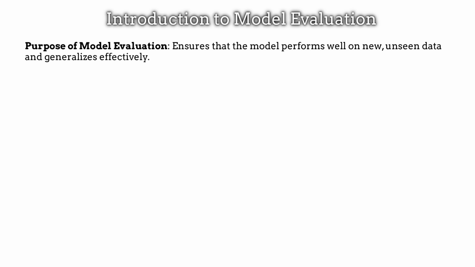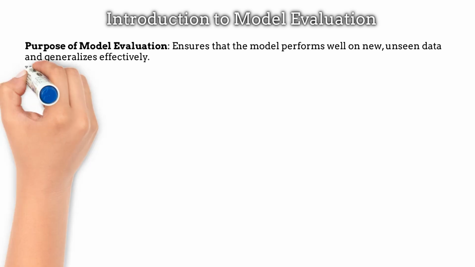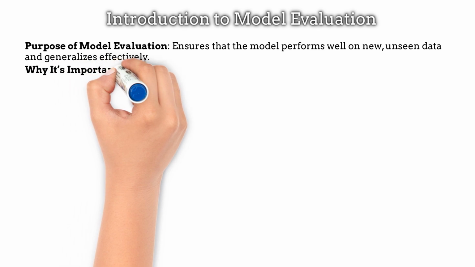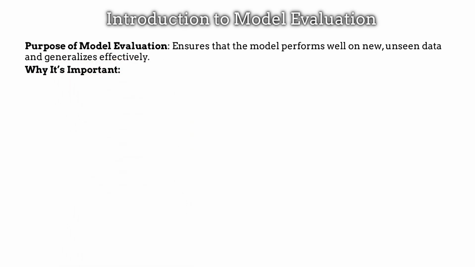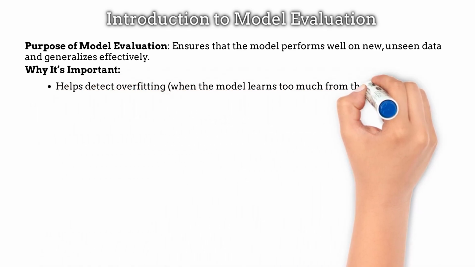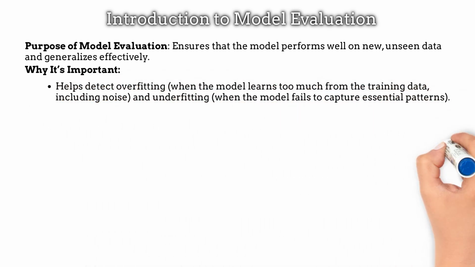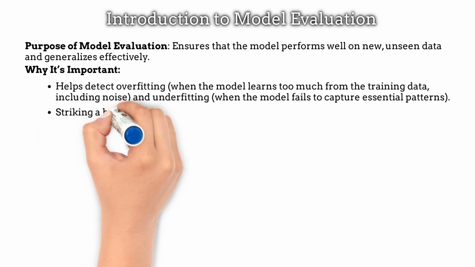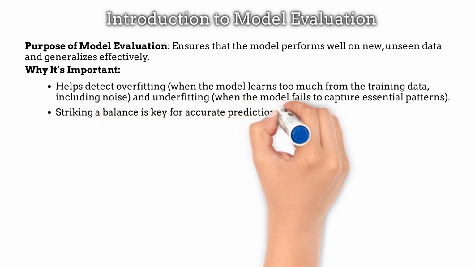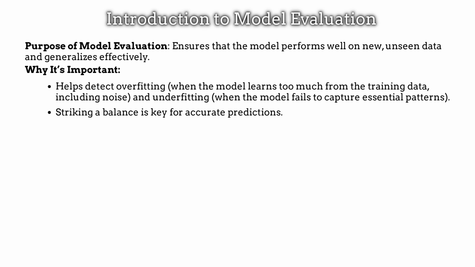The primary purpose of evaluating a machine learning model is to understand its accuracy and reliability. We need to ensure that the model doesn't just perform well on the training data, but also generalizes effectively to real-world data or new datasets it hasn't encountered before. This process of evaluation helps us figure out if our model is overfitting, learning too much from training data, including noise and outliers, or underfitting, failing to capture essential patterns in the data. A well-evaluated model strikes the right balance, offering accurate predictions across different data scenarios.